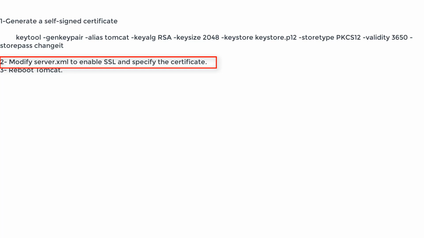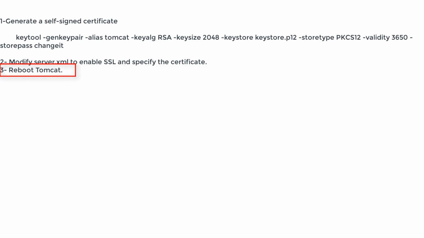that is, the Tomcat configuration file, where we will see how we can activate SSL and point to the certificate that we have created in the previous step. And of course, we will have to stop and start Tomcat, since for this configuration to work we will have to bounce the server.